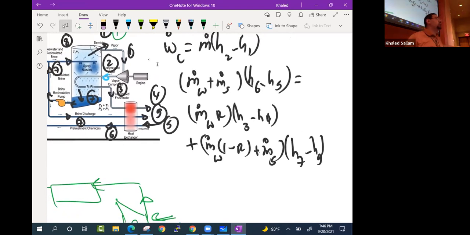That is an excellent question. The question is, is the m dot salt coming in here, when I said it's m dot water plus m dot salt, the same as the one leaving at 9? At steady state, it is. The salt coming in is the same as the salt leaving.